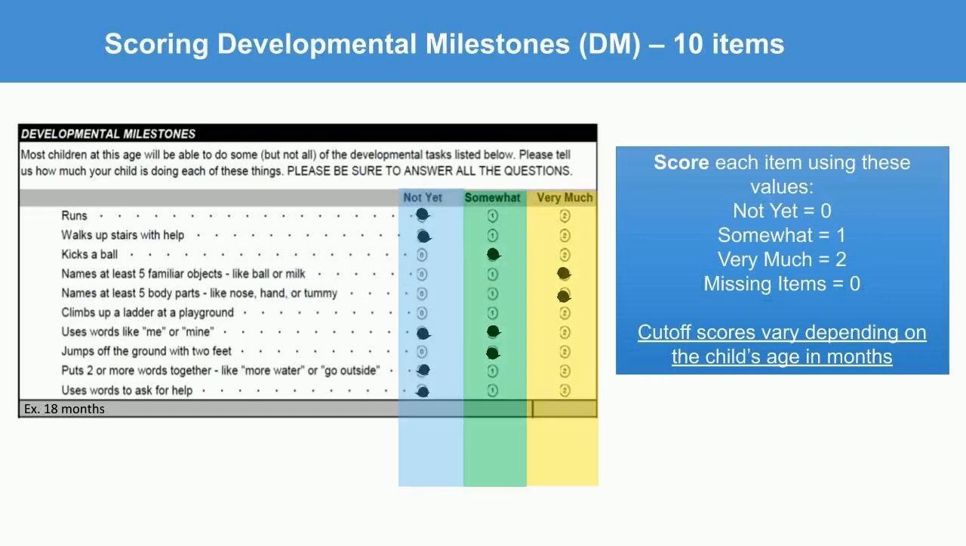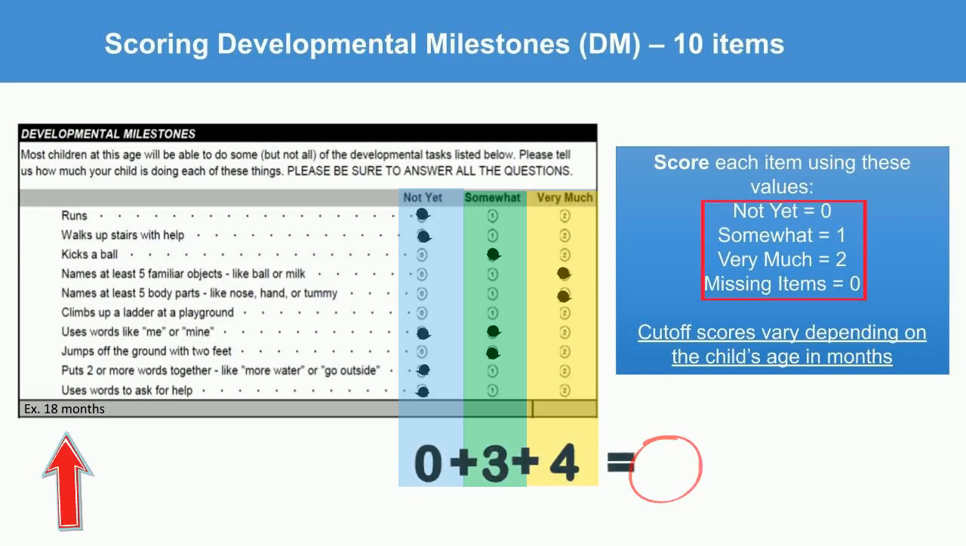The completed module in this example contains the question set that would be administered for a child that is 18 months old. If we were to score the example, the child would receive a score of 7, based on the domain point value criteria.